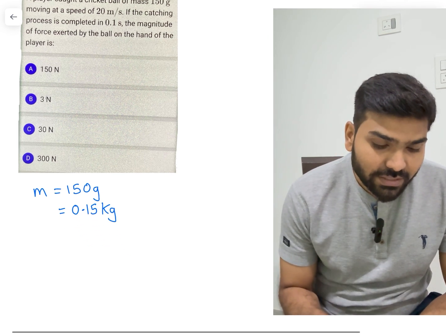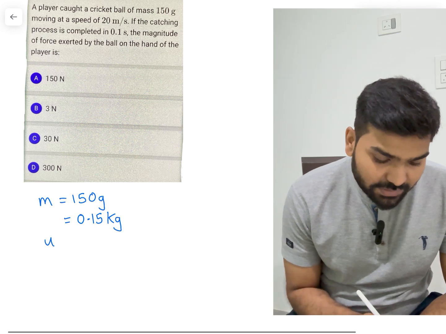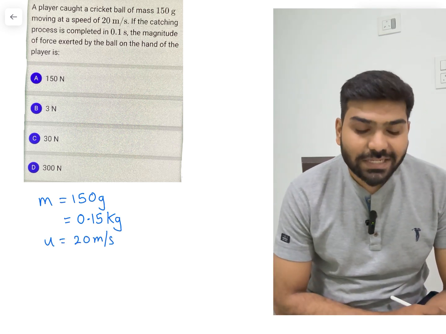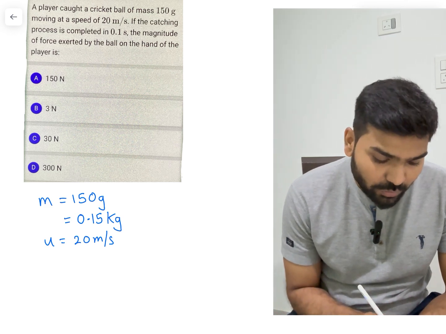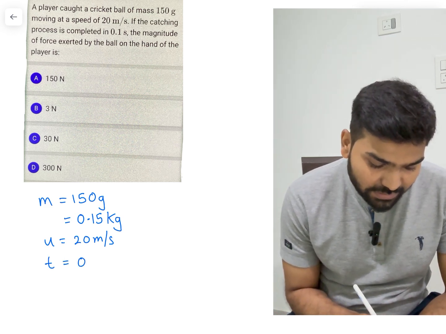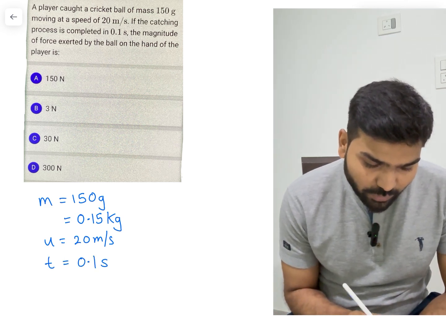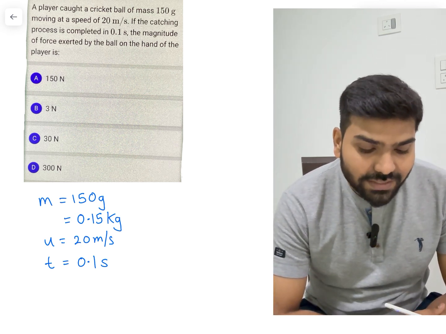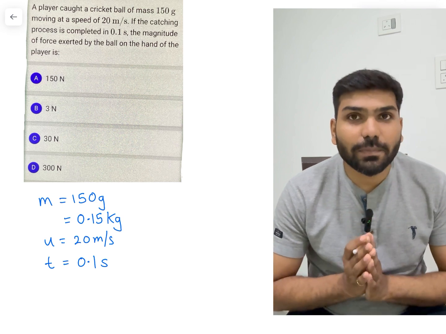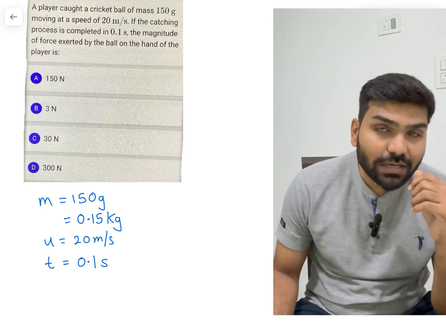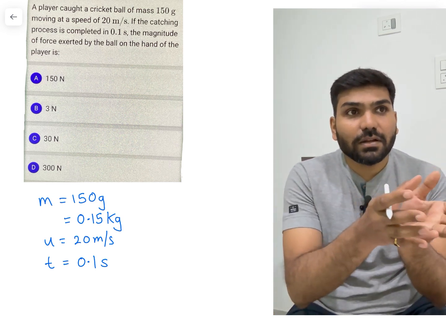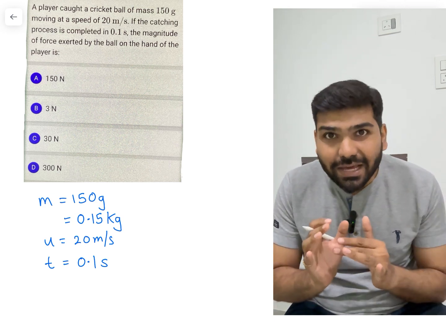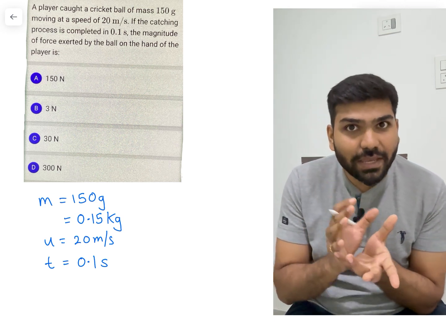Now the ball is moving at a speed of 20 meter per second. So the initial speed is given as 20 meter per second. If the catching process is completed in 0.1 second, so the player is catching the ball in 0.1 seconds. Now they are asking what is the magnitude of force exerted by the ball on the hands of the player. Now let us check the concept here. Whenever a ball is coming, we are stopping it, so we are retarding. So instead of acceleration, here we have retardation.